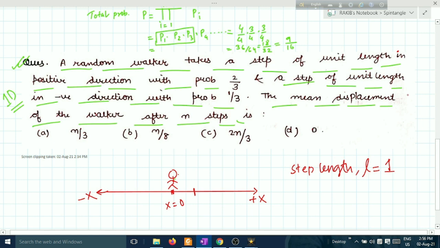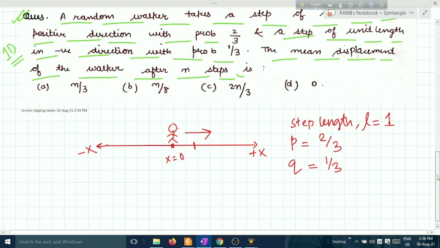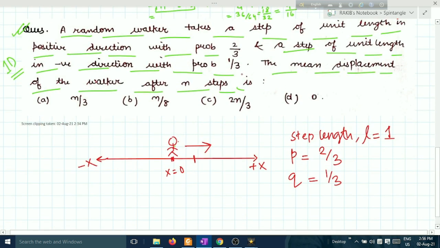Unit length in positive direction with probability 2 by 3. That means p, our probability on the right, is 2/3. Therefore the probability on the left will be 1/3. The total probability becomes 1. Up to this is okay.